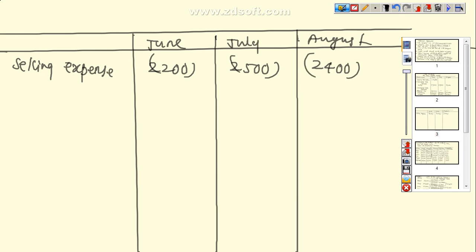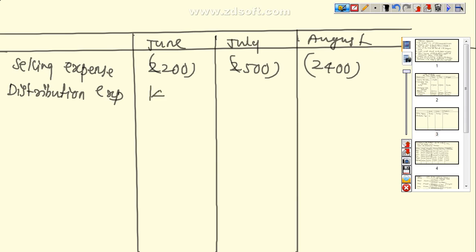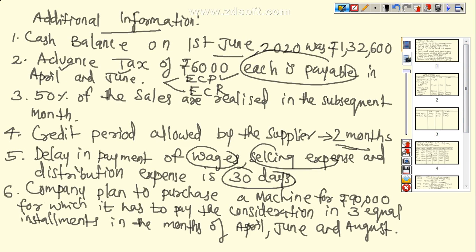And after that distribution expenses, we write it here, distribution expenses. According to the question, distribution expenses is also given: 1400, 1600 and 1400. So we write here 1400, 1600, 1400.